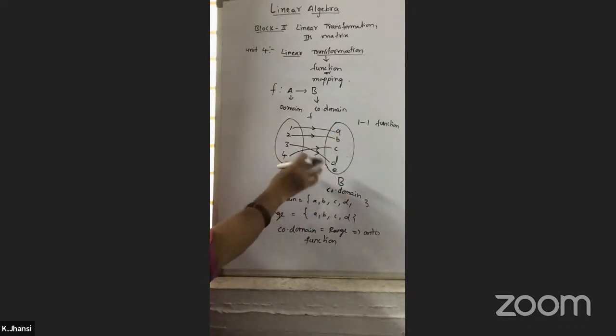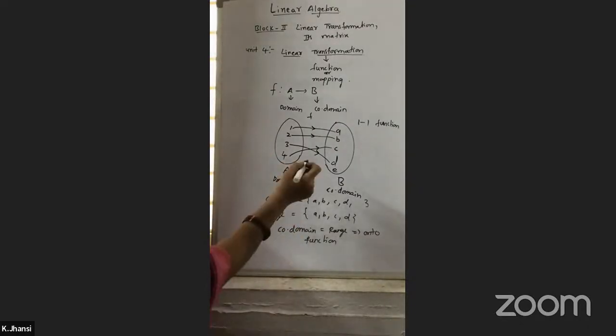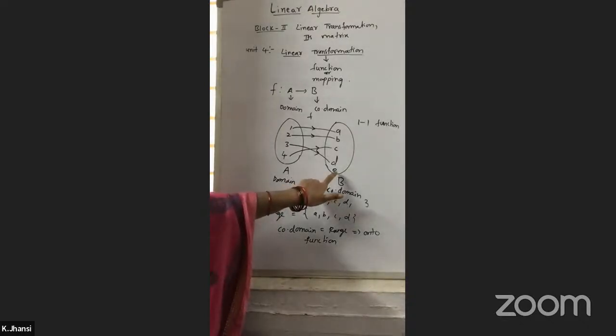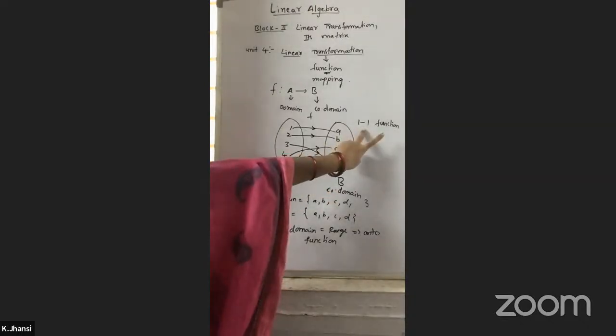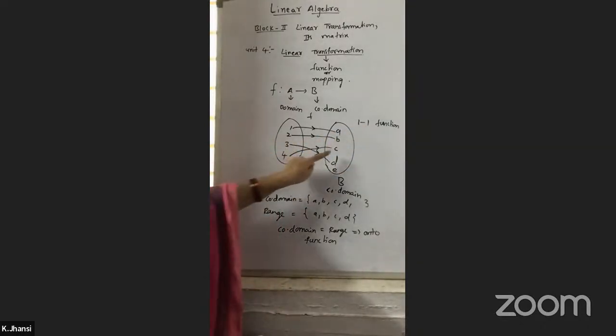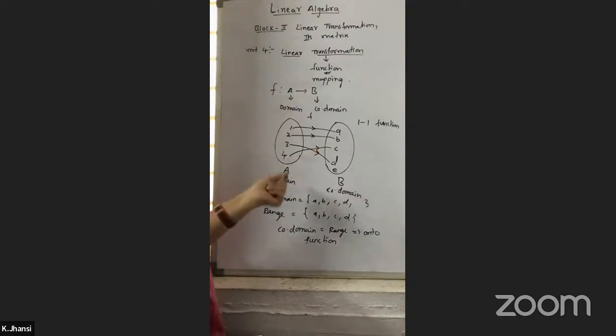Then first we call it a function. If they have only a single image, then we call it a one-to-one function. Okay. Even if this element is there, then also we call it a one-to-one function. Why? Because only one image is there. The thing is, compulsorily it should have one image. Okay. So then we call it a one-to-one function.